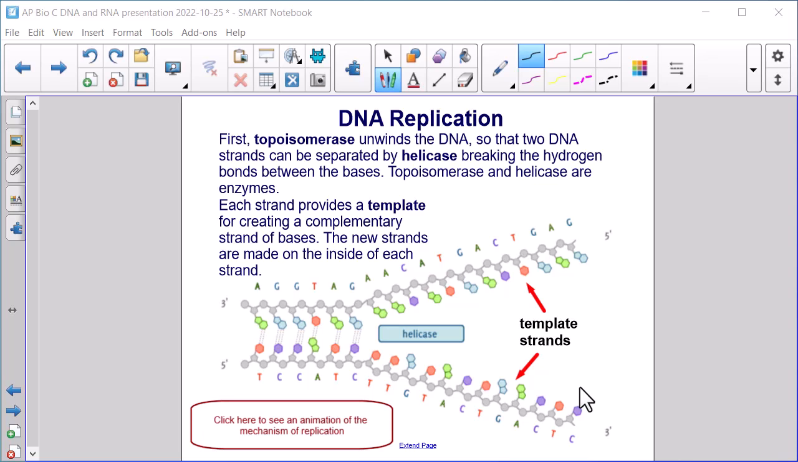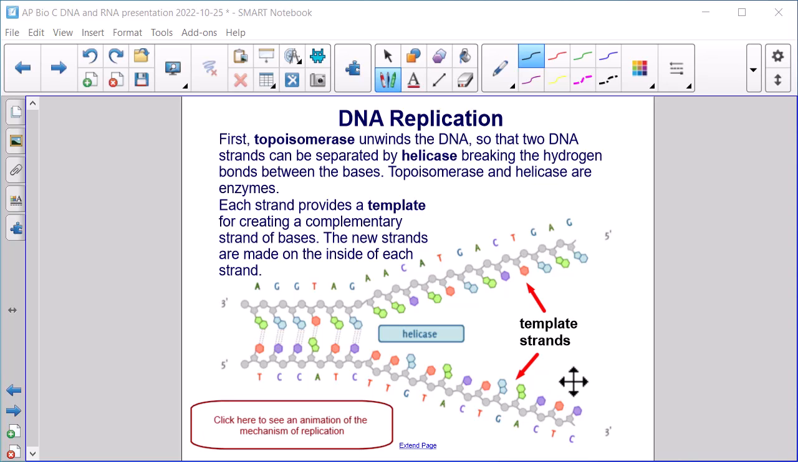First, topoisomerase unwinds the DNA so that the two DNA strands can be separated by helicase, breaking the hydrogen bonds between the bases. Topoisomerase and helicase are enzymes. So remember, we have a helix that's twisted like a staircase, right? So first we have to unwind that. That's done by topoisomerase. And then we have to unzip these two strands, and that's done by the enzyme helicase.